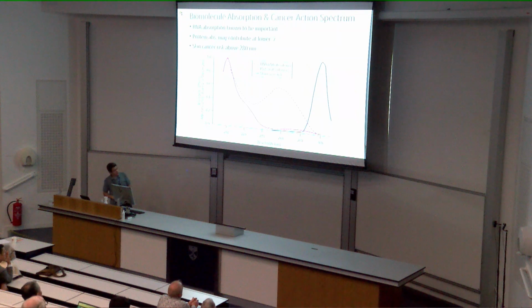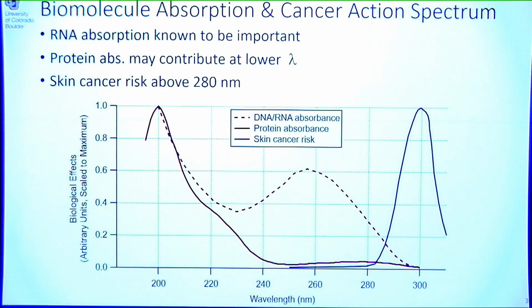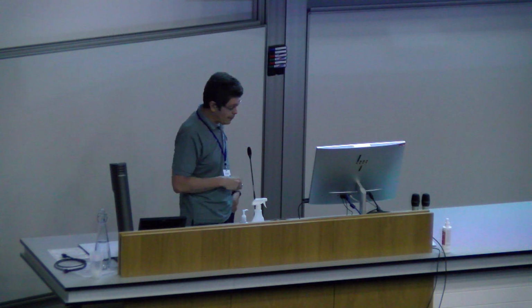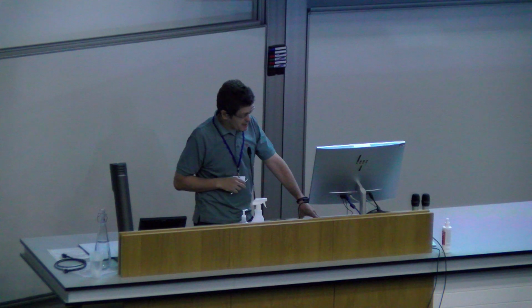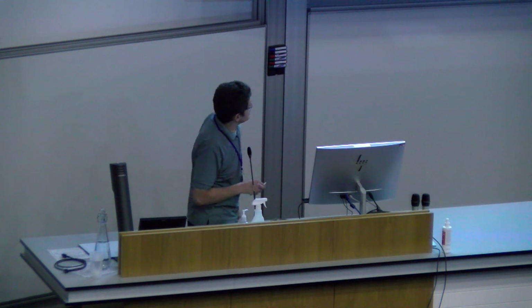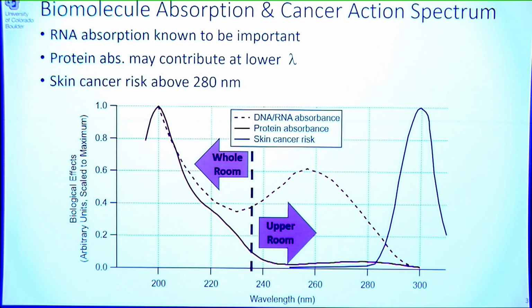Okay, so starting with some of the background, most people already know this. So this is the RNA absorption that people have already presented here. This is the protein absorption that increases and then starts to turn down at 200. And this is the skin cancer risk increasing after 280. For reasons related to the limits that have been discussed here, around 235 or something like that is when we can start to do whole room applications. And above that wavelength, we start with the upper room application.